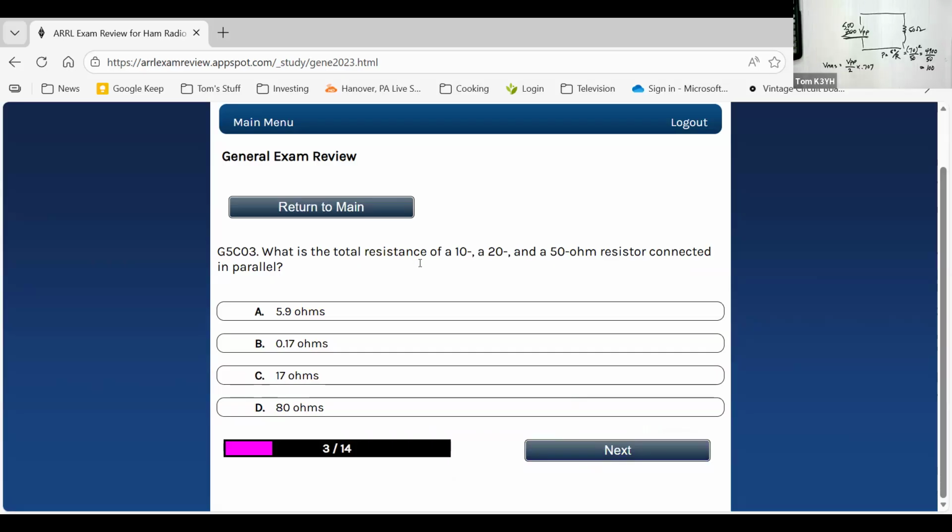Even though this is a little bit out of the sequence of the book, let me just do it this way anyway. Okay, so G5CO3 has 3 resistors in parallel, and they're different values. They're 10, 20, and 50 ohms. But remember one thing, the total resistance or the equivalent resistance will be less than any of those individual resistances. So the answer is going to be less than 10. And I'm going to draw a picture and show you why that is.